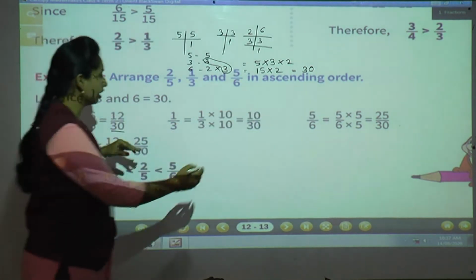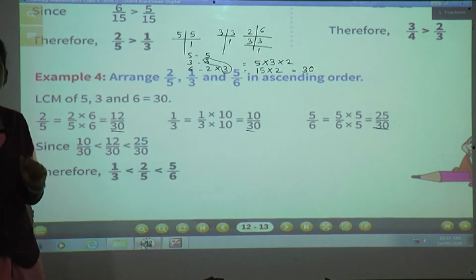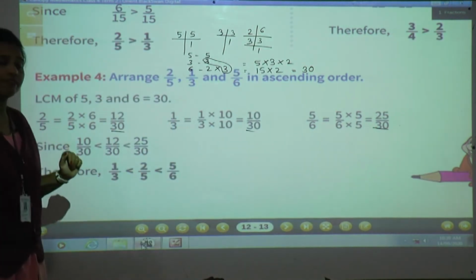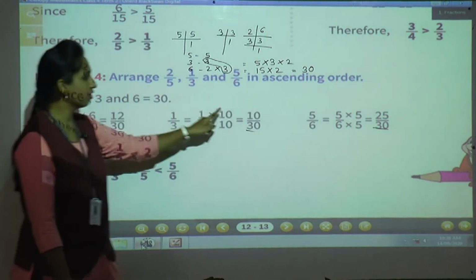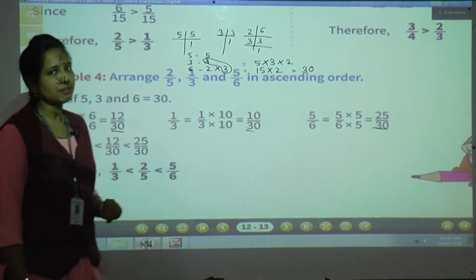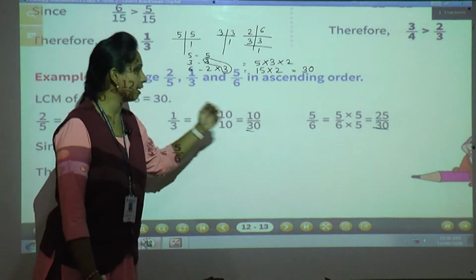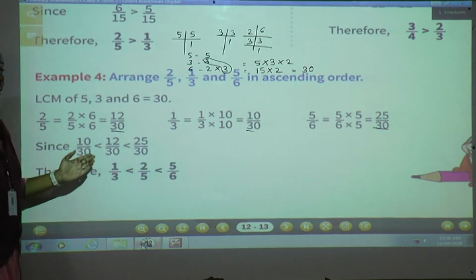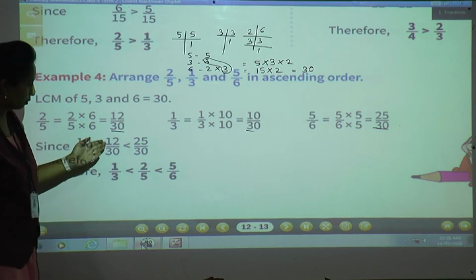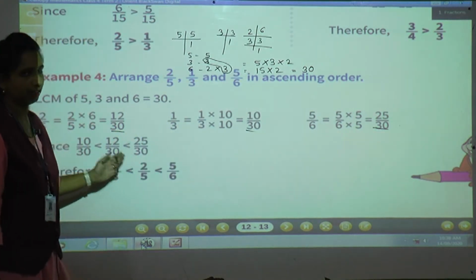Now you can see the denominators are same. So these are like fractions. If denominators are same, so where do we compare? We compare numerators. See, 12, 10 and 25. Now tell me which is smaller? 12 and 25? Of course 10 is smaller. So write here first 10 upon 30. The next 12, so write 12 upon 30. And the next 25 upon 30.